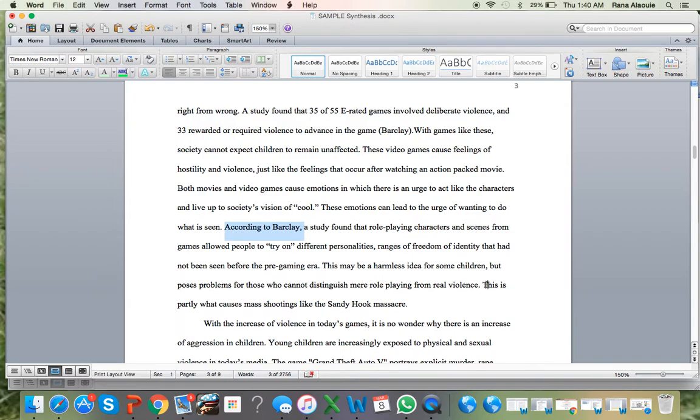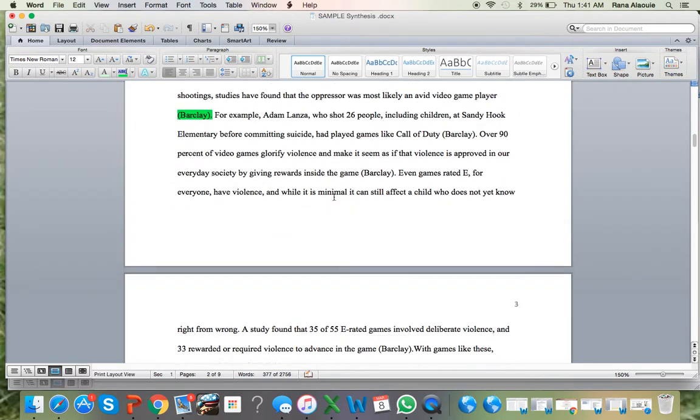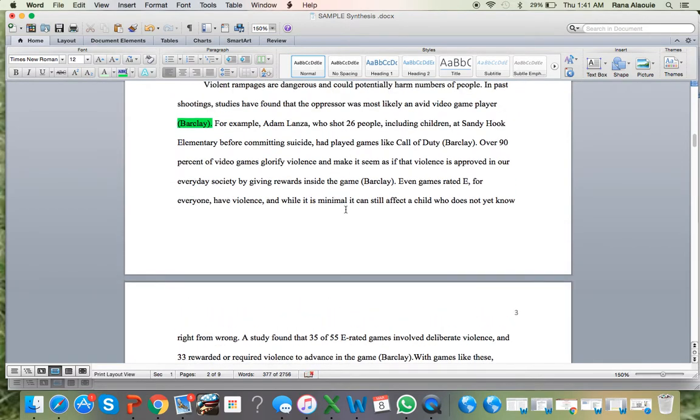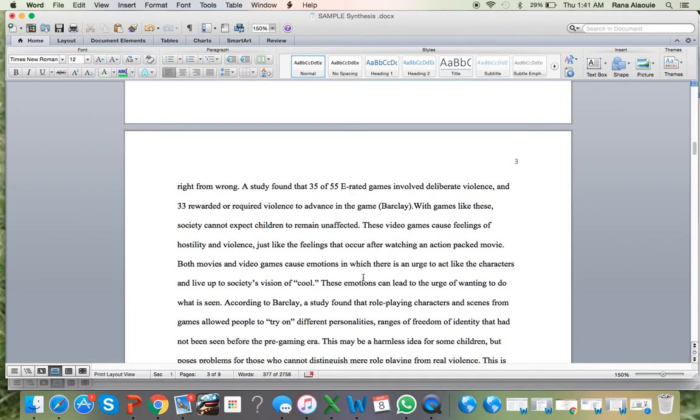Now, she said this is partly what causes mass shootings. Now, this seems like it's her opinion. I mean, this entire thing is her opinion, and she's bringing in the sources here. Not bad. She did a good job, honestly. I would have liked to see some more of her words in between these quotes here, but honestly, it was not a bad body paragraph.